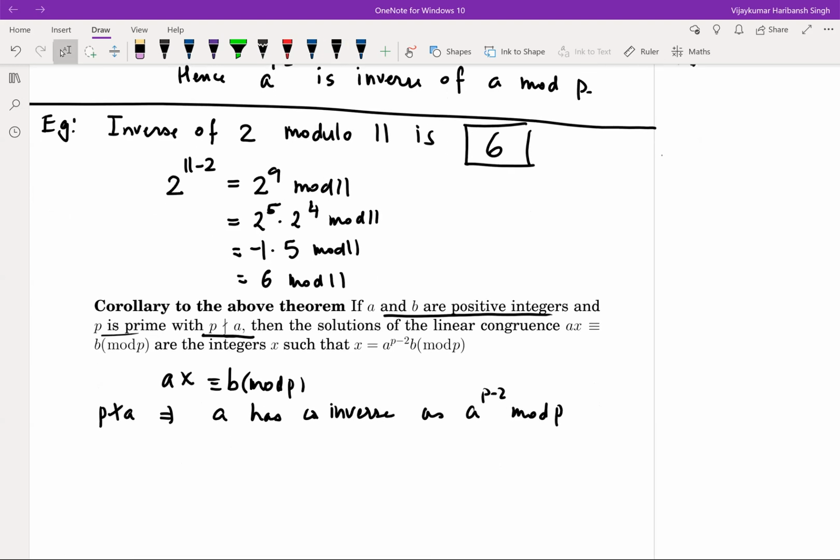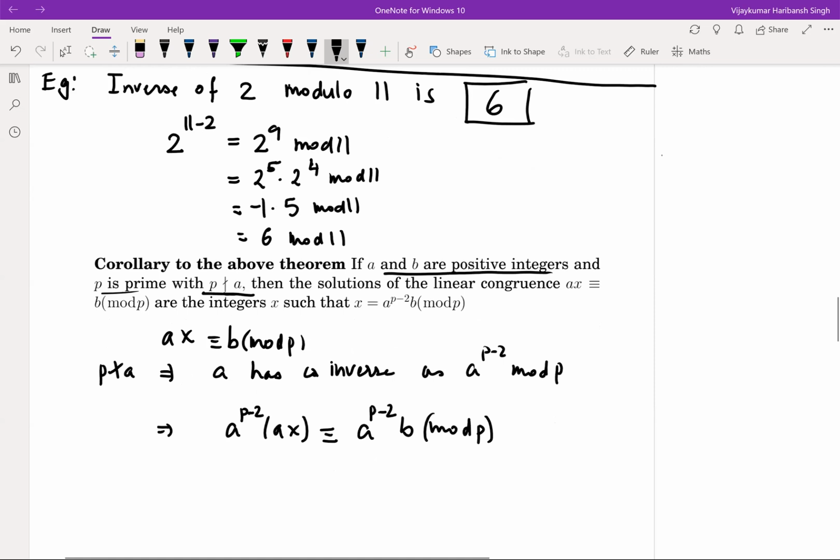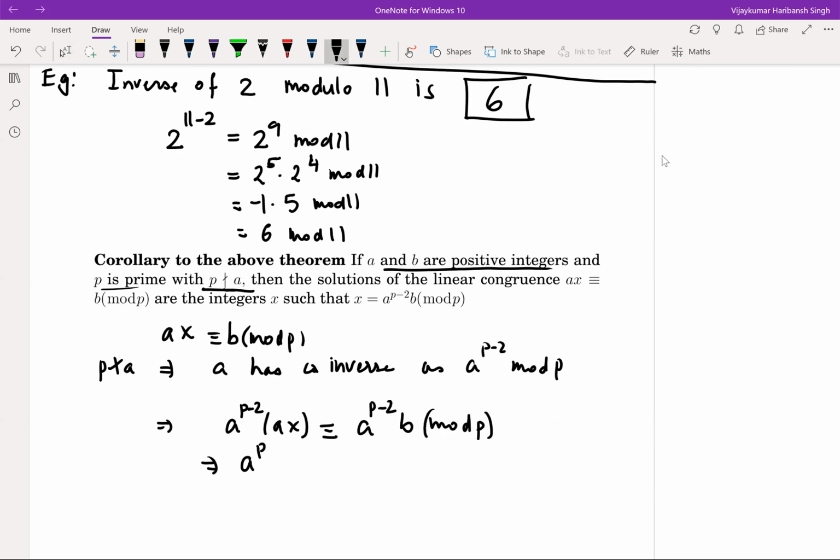So multiply both sides by this inverse. If you multiply both sides by this inverse, you get a to the power p minus 2 times ax is congruent to a to the power p minus 2 times b mod p. So now this would give me a to the power p minus 1 times x. A to the power p minus 1 is 1 mod p, right? Because p does not divide a. So this will be x, which is congruent to a to the power p minus 2 times b mod p. So you have already found out x, namely the solution to this linear congruence. Okay, so modulo p is easy to deal with.